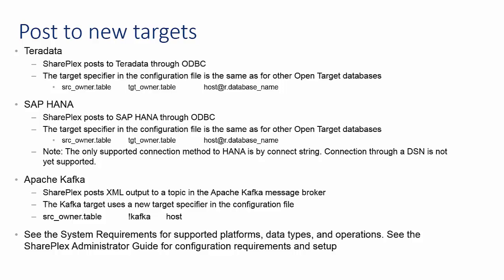For Apache Kafka, SharePlex posts XML output to a topic in the Apache Kafka message broker. Kafka target uses a new target specifier in the configuration file. It will be the source owner.table name with an exclamation mark, Kafka, and the host name. See the system requirements for supported platforms, data types, and operations. See the SharePlex Administration Guide for the configuration requirements and setup.